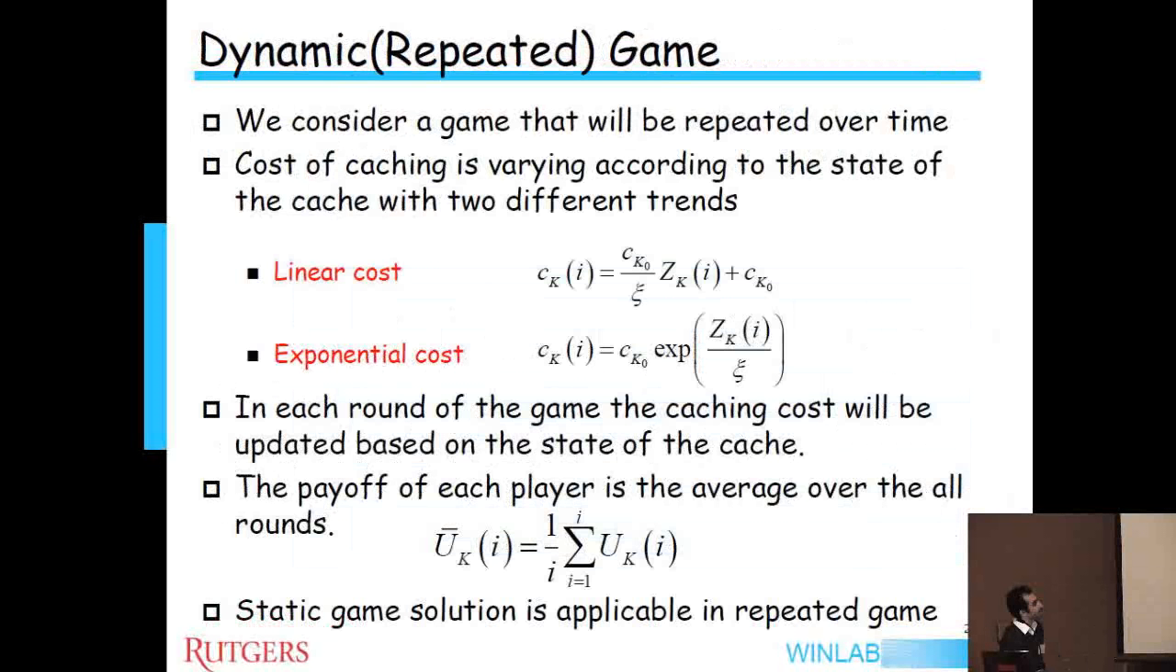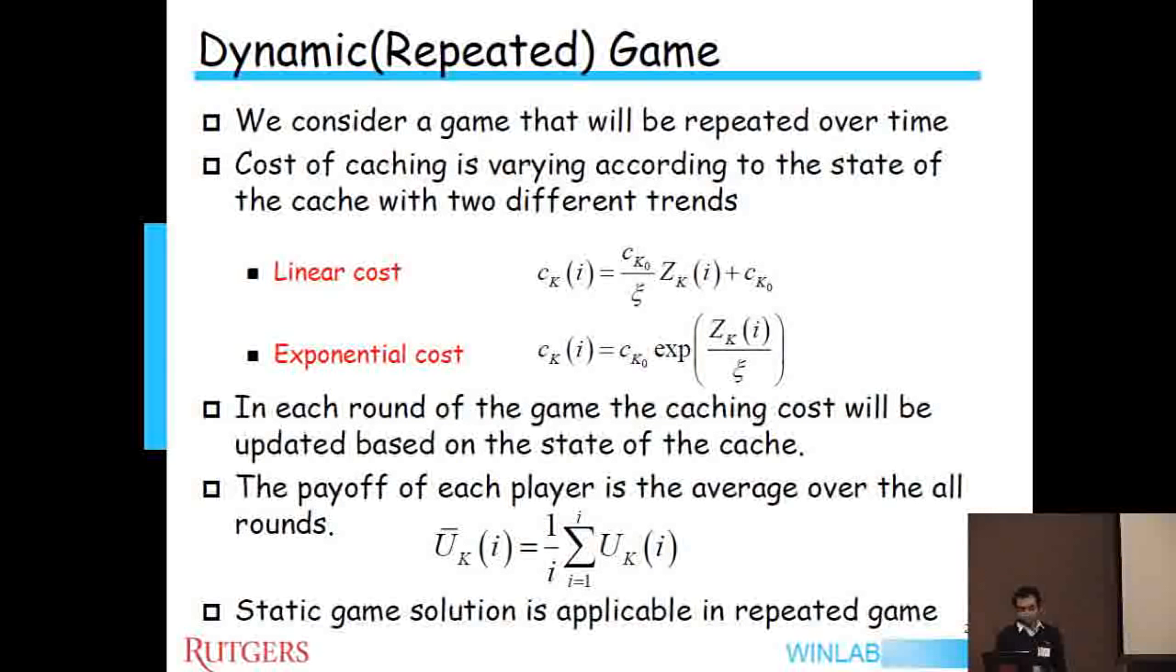Now we will go through the dynamic game. Actually, this problem is naturally a dynamic game. Then we can consider a game that will be repeated over time. And for this game, we have the fact that the cost of caching varies according to the state of the cache. Each time that our cache gets fuller, the caching price will increase. And we have 2 different trends for this one. The first one is linear cost, the other one is exponential cost. I have 2 different parameters here, CK0, which shows the initial internal caching cost, and zeta, which shows how fast the cost changes with the state of the cache, that is ZK.